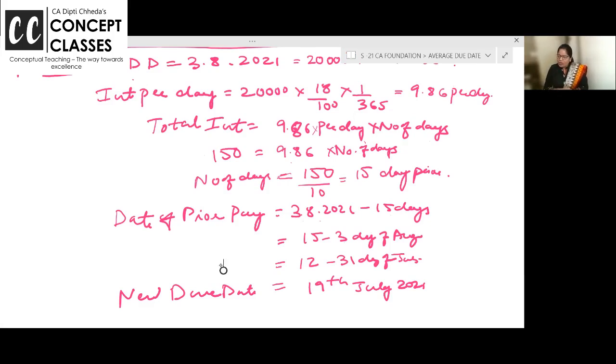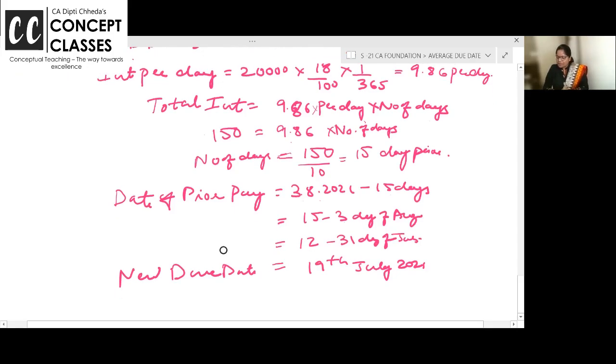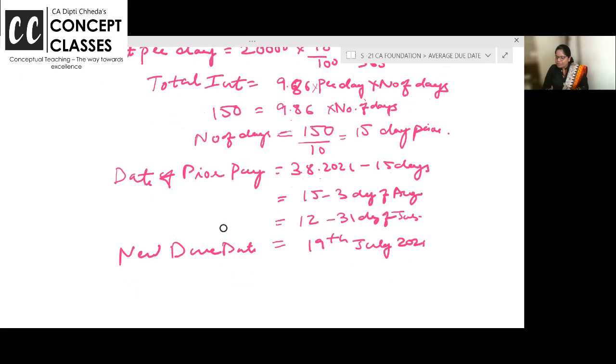I'm doing revision for all of you. Per day interest is 9.86 rounded off to 10. So number of days you have to pay prior is 15 days. So 15 days if you pay prior, August ke 3 days have gone, and July ke 12 days. So 19th of July is the due date. In case you want to earn interest 15%, 150 rupees.